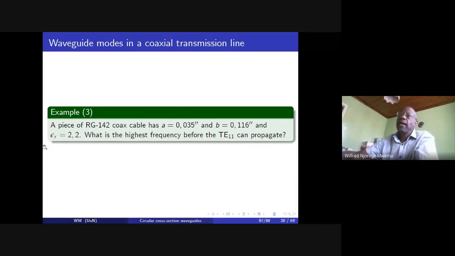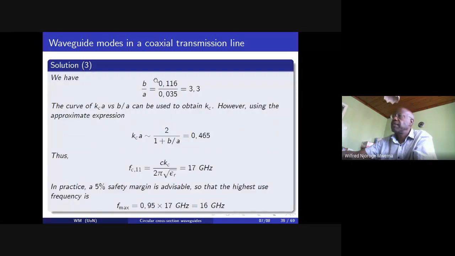So example 3. A piece of RG142 coaxial cable has a equal to 0.035 inches and b equal to 0.116 inches. Remember, this is the radius of the center conductor or the inner conductor, and that's the inner radius of the outer conductor. And epsilon r, that is the dielectric between the conductors, has a dielectric constant of 2.2. So the question is, what is the highest frequency the coaxial line can be operated before the TE11 mode starts to propagate? Now, b over a is of course given by the ratio, and we get a value of 3.3, and we can use curves for kc a versus b/a to obtain the value of kc.